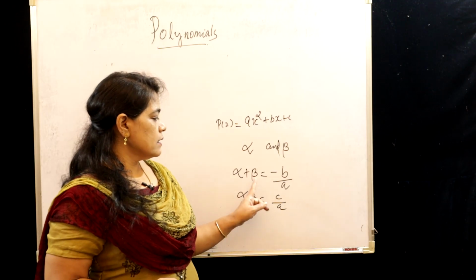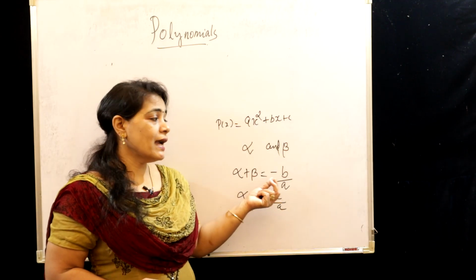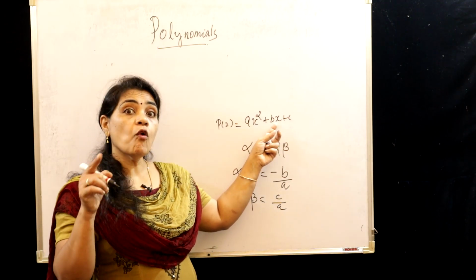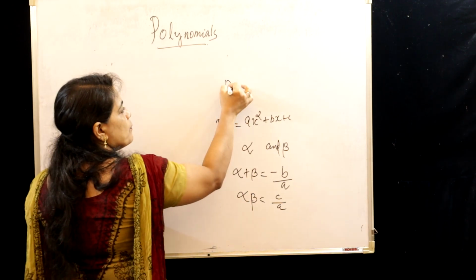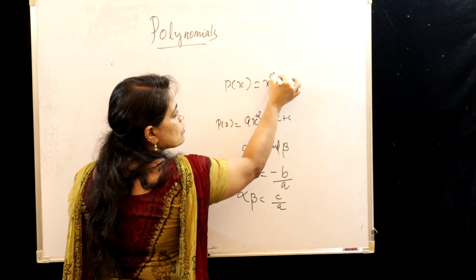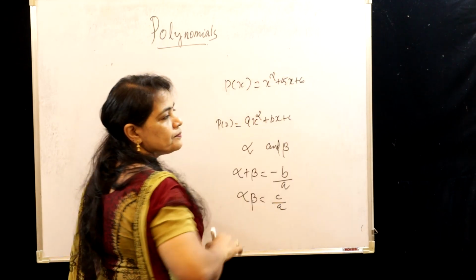In here, the first one, the sum of the zeros, minus b, is the negative of the coefficient of x. That means if I am giving a quadratic polynomial, x square plus 5x plus 6.